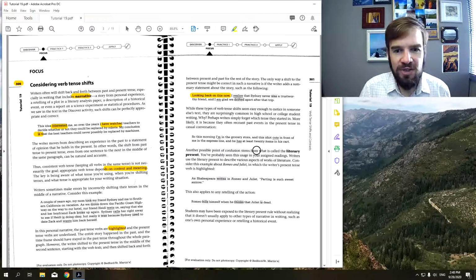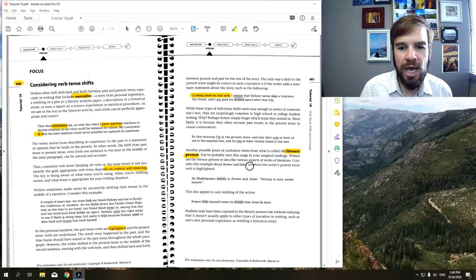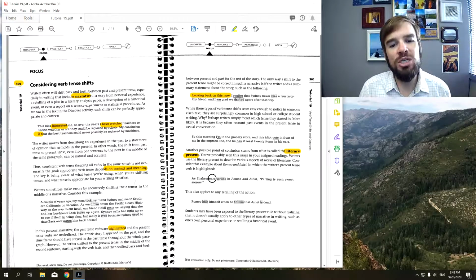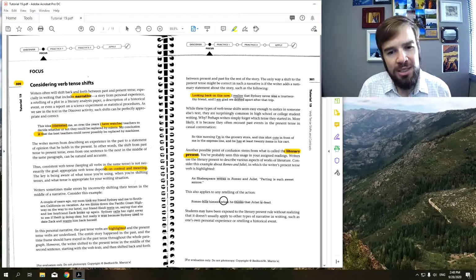Another possible point of confusion stems from what's called the literary present. You've probably seen this usage in your assigned readings, definitely for college readings. So writers use the literary present to describe various aspects of works of literature, books and poetry and film even sometimes. So consider this example about Romeo and Juliet, in which the writer's present tense verb is highlighted. As Shakespeare writes in Romeo and Juliet, parting is such sweet sorrow. This also applies to any retelling of the action. Romeo kills himself when he thinks that Juliet is dead.